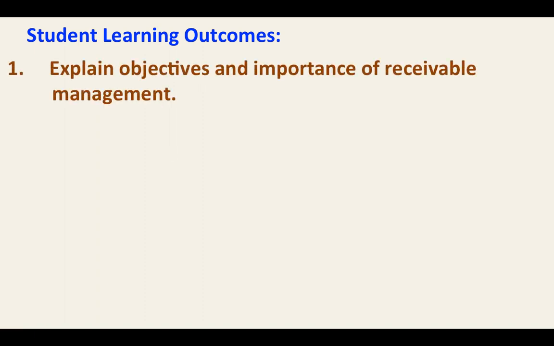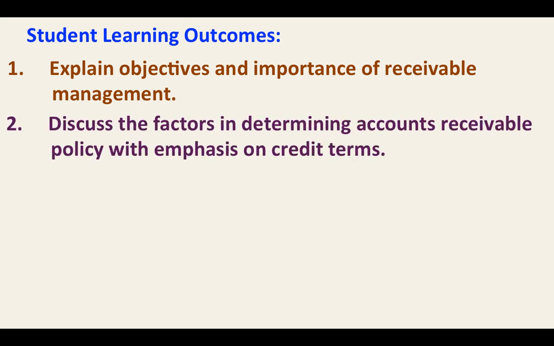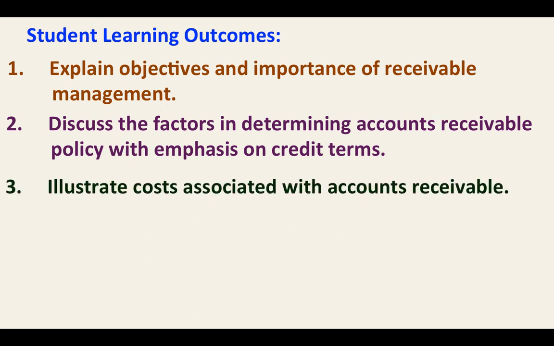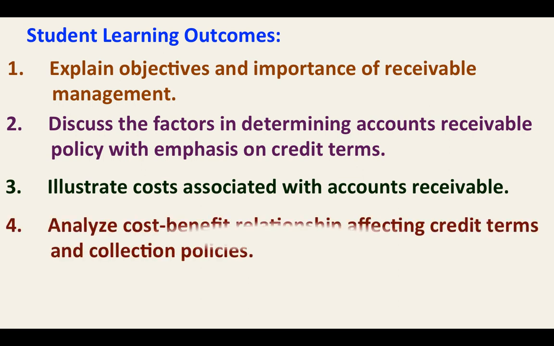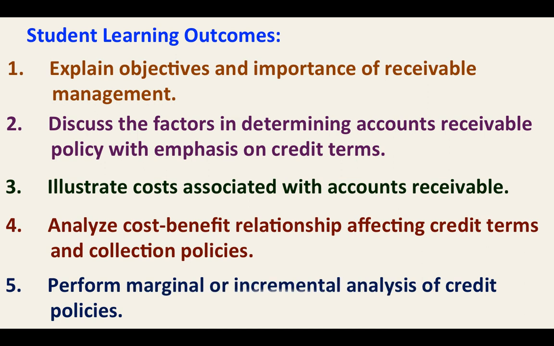Okay. Let us have our student learning outcomes. Students can explain objectives and importance of receivable management. Second, students can discuss the factors in determining accounts receivable policy with emphasis on credit terms. And next, students can illustrate costs associated with accounts receivable. Next, students can analyze cost-benefit relationship affecting credit terms and collection policies. Lastly, students can perform marginal or incremental analysis of credit policies.